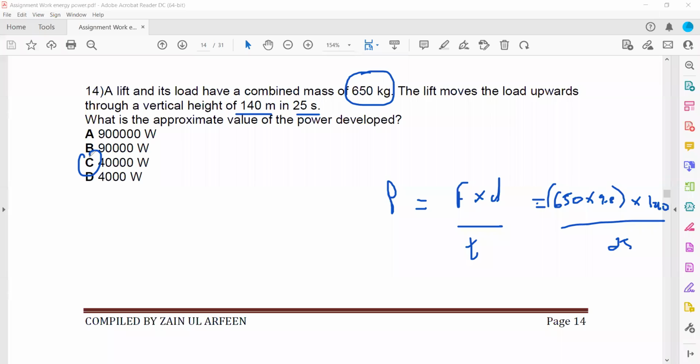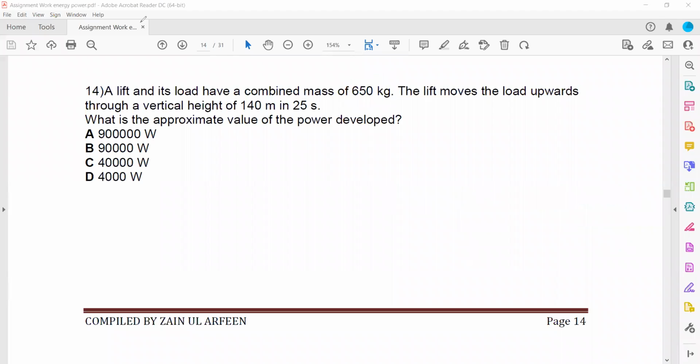40,000 watt or 40 kilowatt will be the power developed by this.